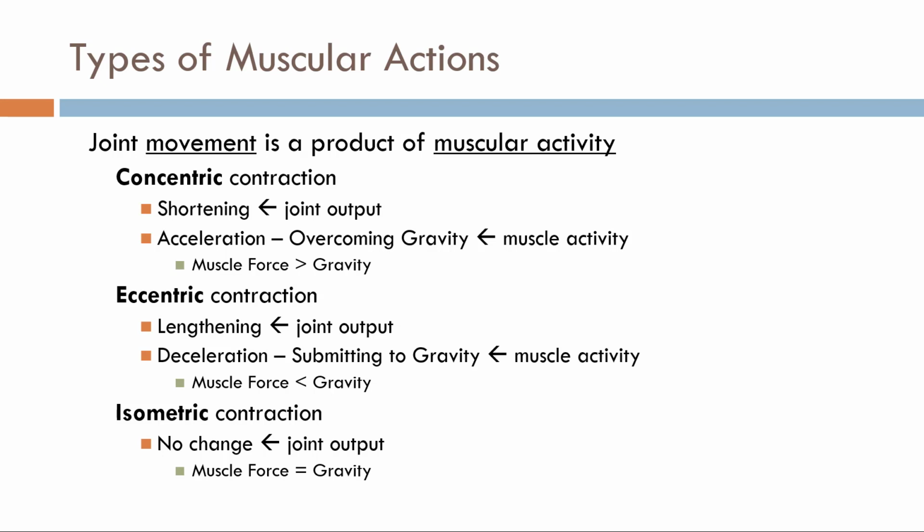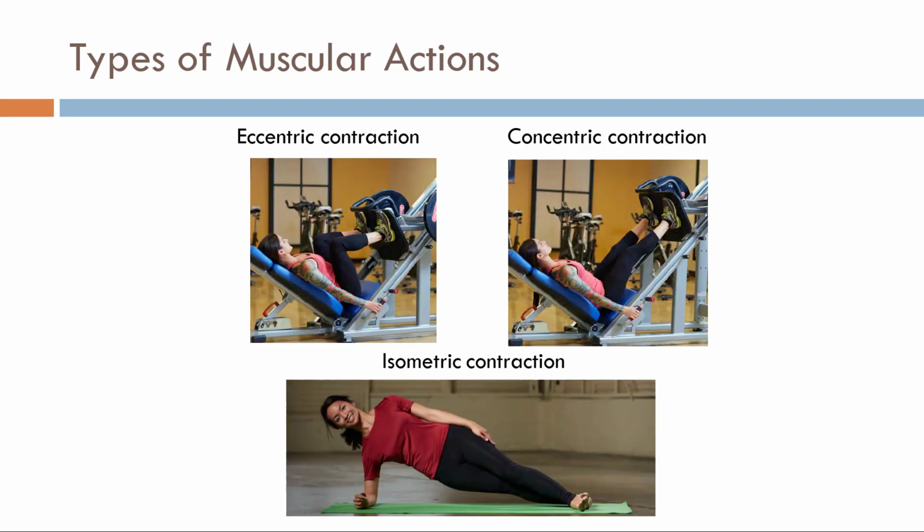So again, look through this slide. Try to become familiar with these concepts: concentric as an accelerative aspect, eccentric as a lengthening or deceleration, and isometric as no movement at all. And then we will start to look at this in more detail. But I think that's it for the introduction to that.